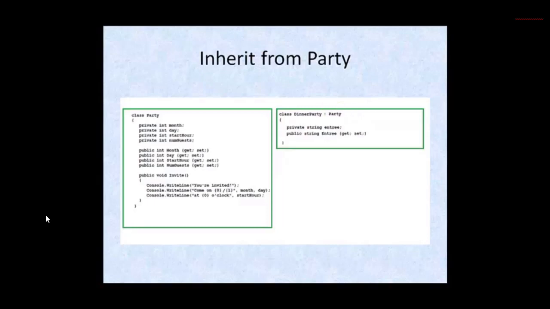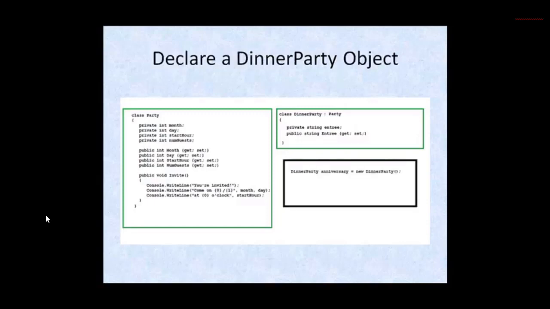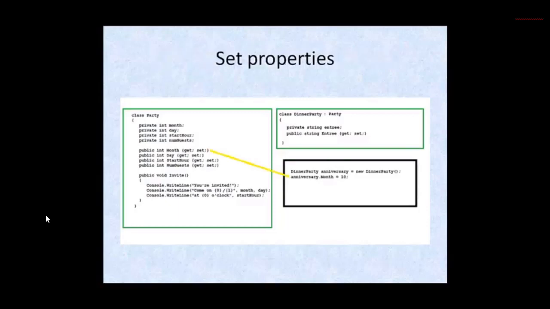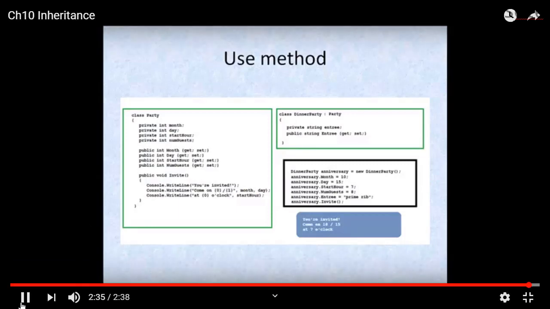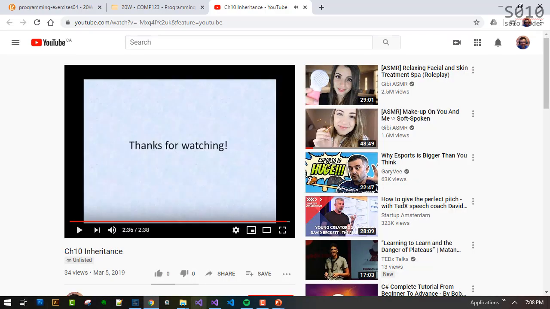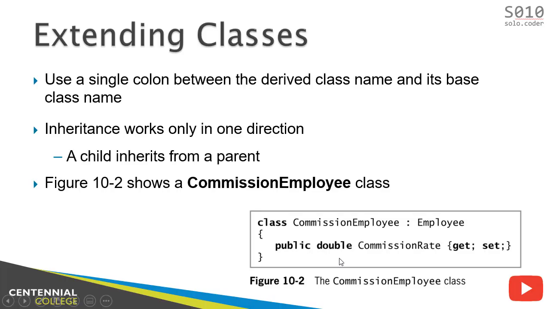This makes much less code writing necessary to create the dinner party class. When you declare a dinner party object, you use the month and the day and the start hour and the number of guests from the parent class, and you use the entree from the child class. When you use the invite method, you can use the parent class version, and you can correctly display data about the dinner party. Inheritance makes your job much easier. That's about it. So again, just another example of inheritance.